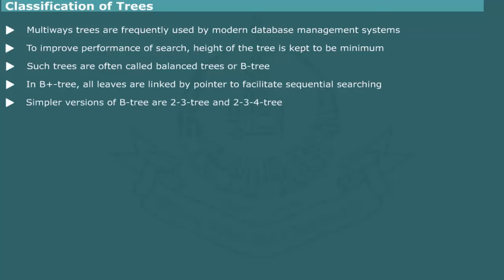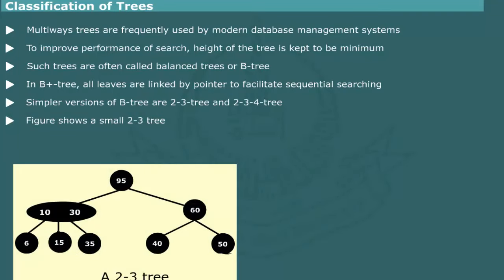Simpler versions of B-tree are used in some applications. Two such variants are known as 2-3 tree and 2-3-4 tree. The former contains 2 to 3 nodes per child and the latter 2 to 4 nodes per child. Figure shows a small 2-3 tree.